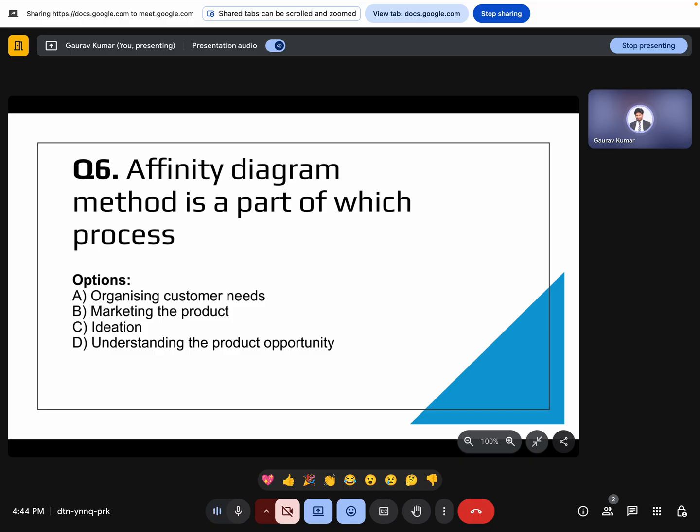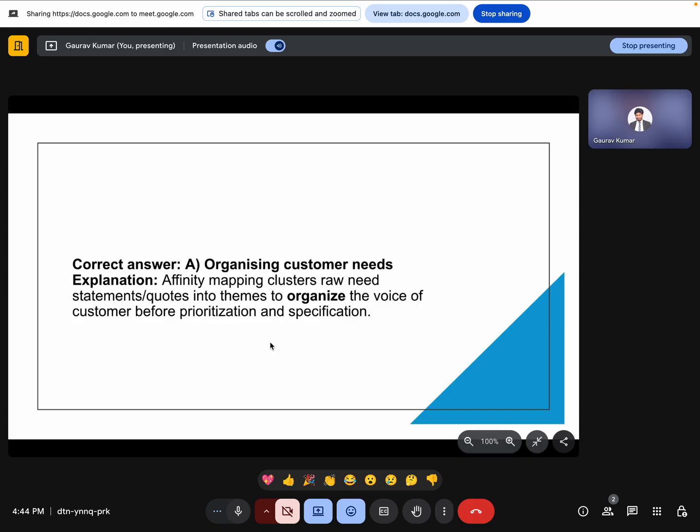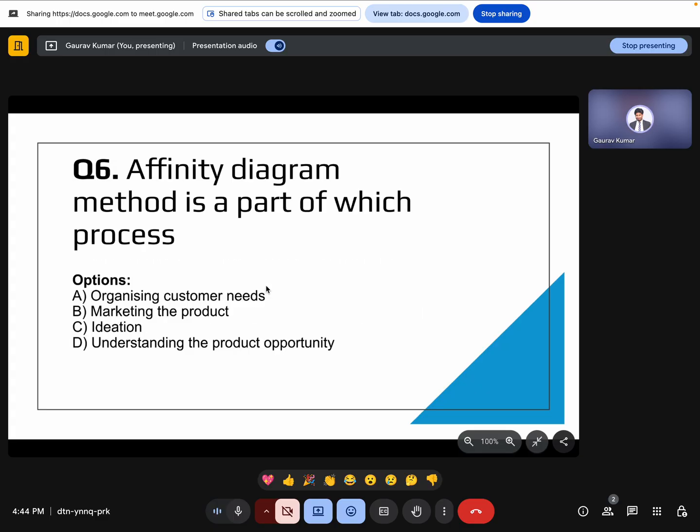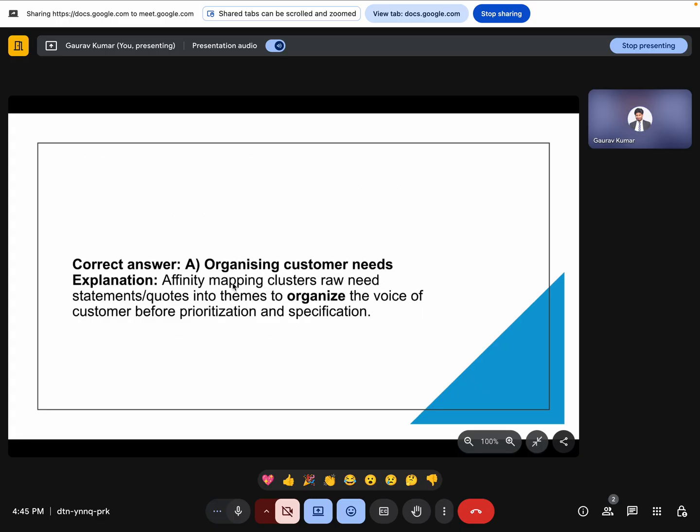Okay, and the other options are incorrect. Marketing a product is about selling, ideation is about generating new concepts, and understanding product opportunity is about market analysis. So none of these involves clustering the voice of the customer. So the right answer is option A, organizing customer needs. You can go through this.